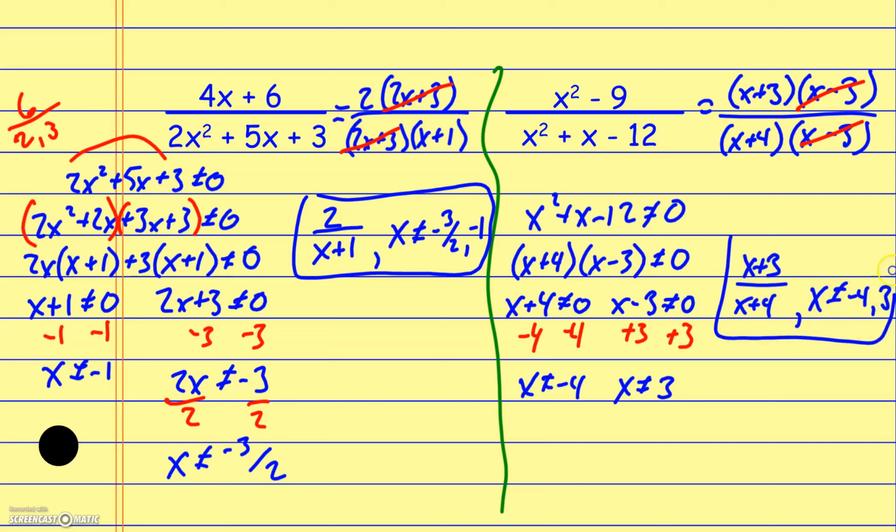All right? So again, I set the denominator equal to 0 to find out what x can't be. Those are my domain restrictions. Then I factor everything completely, cancel out any common factors, and write my simplified form with my restrictions. All right?